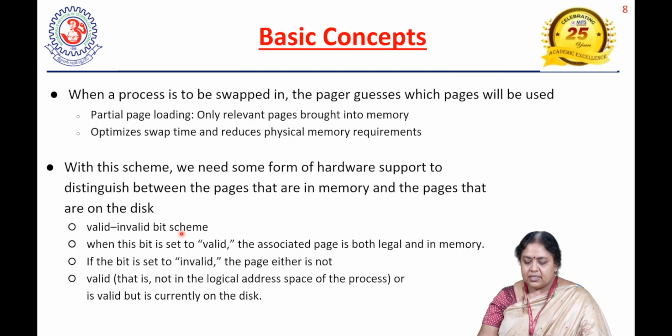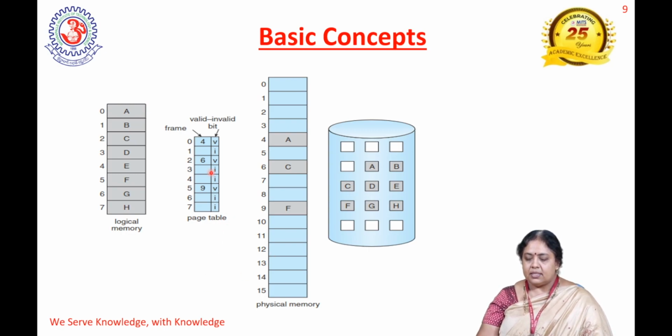In the page table, we are using a column, the valid-invalid column. When this bit is set to valid, that means the associated page is legal and it is in the memory. If this bit is set to invalid, that means the page is either not valid, meaning it does not belong to the logical address space of that process, or it is valid but currently on the disk. This is an extra column we have added in the page table in order to distinguish between what pages are in the memory and what pages are in the hard disk.